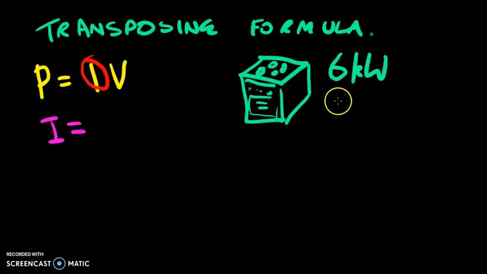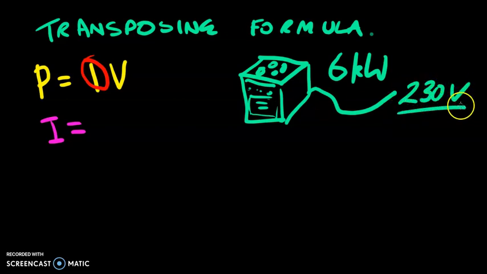We also know that we're going to connect it to our 230 volt supply. But what we don't know is how big and thick the cable needs to be. So that's the question. How big a cable do we need to use? To find that out, to choose the cable, the first thing we need to know is what the current is, I. How many amperes?